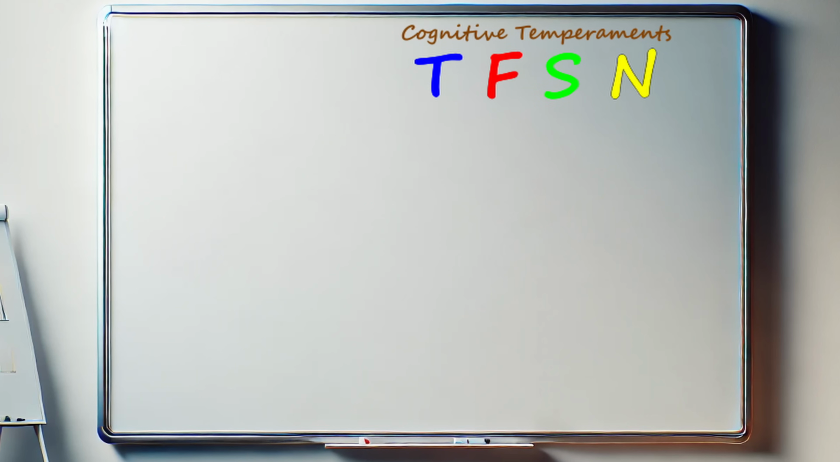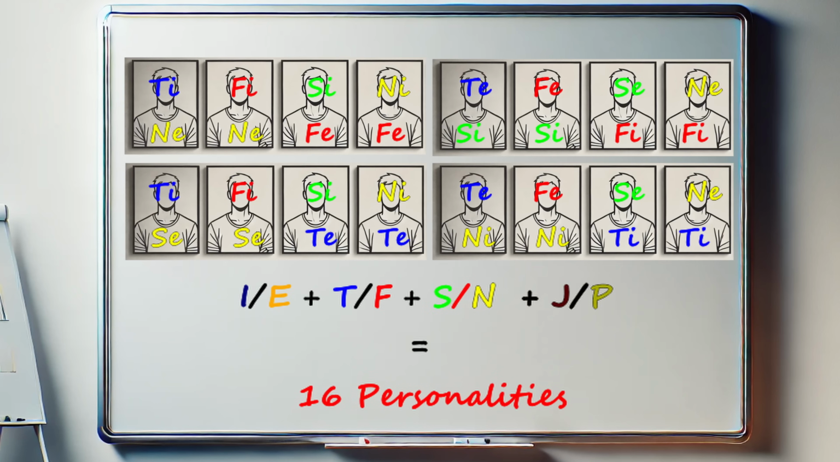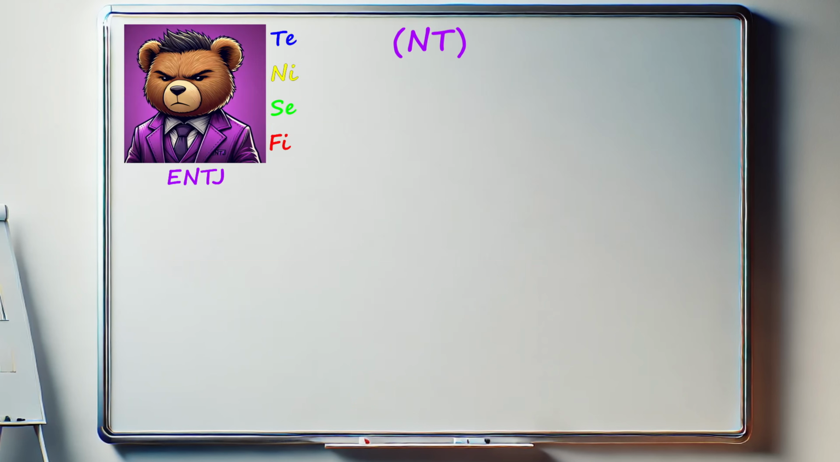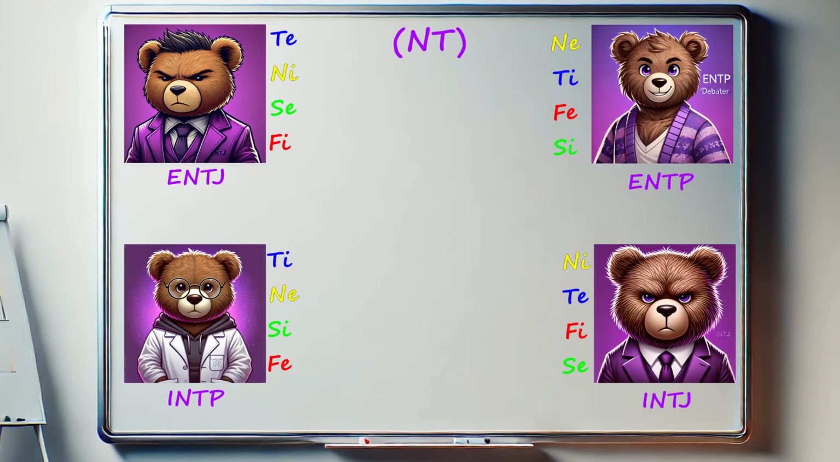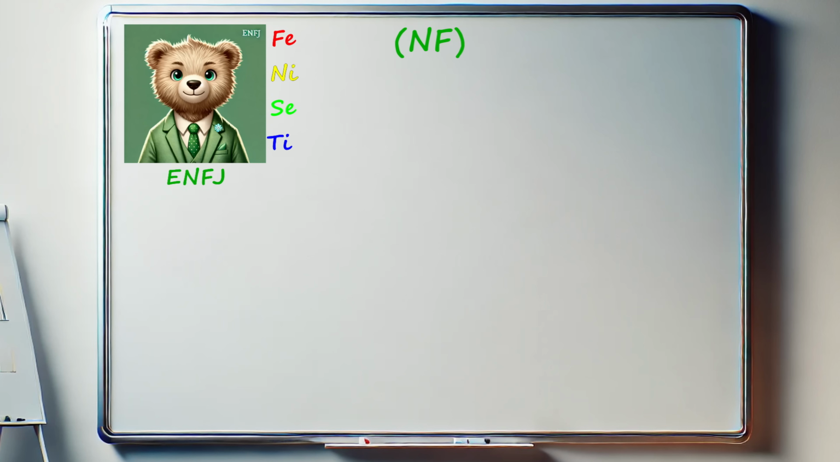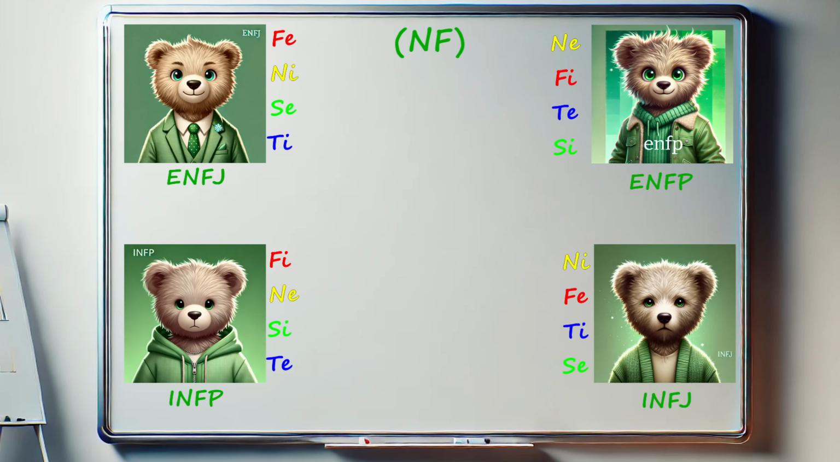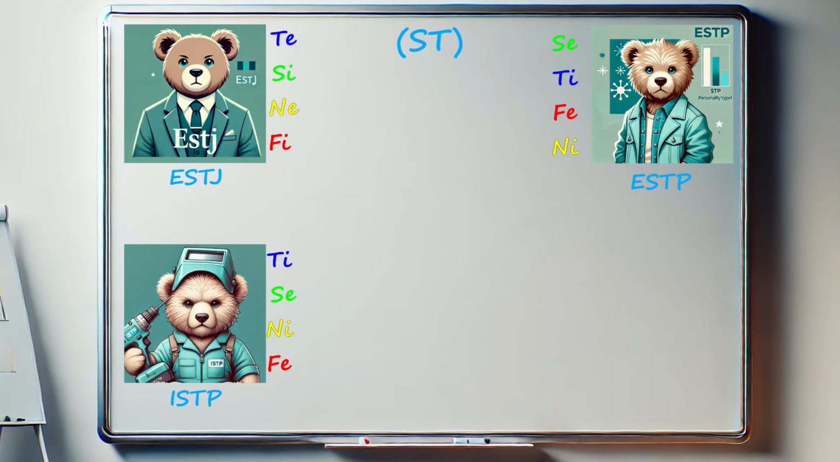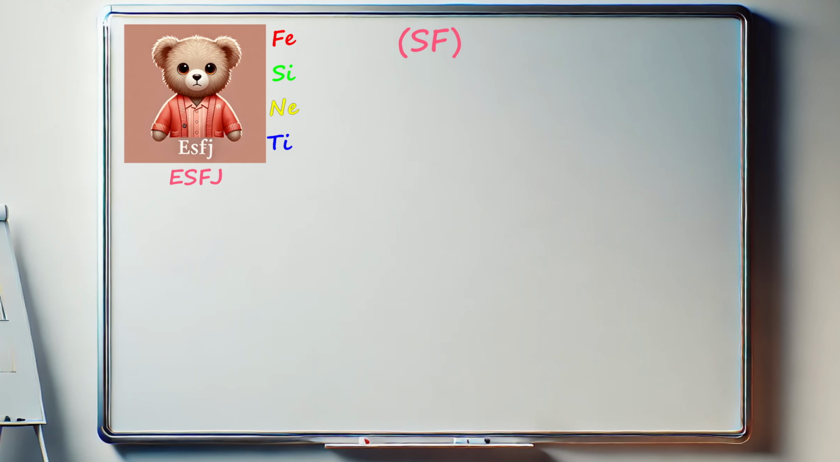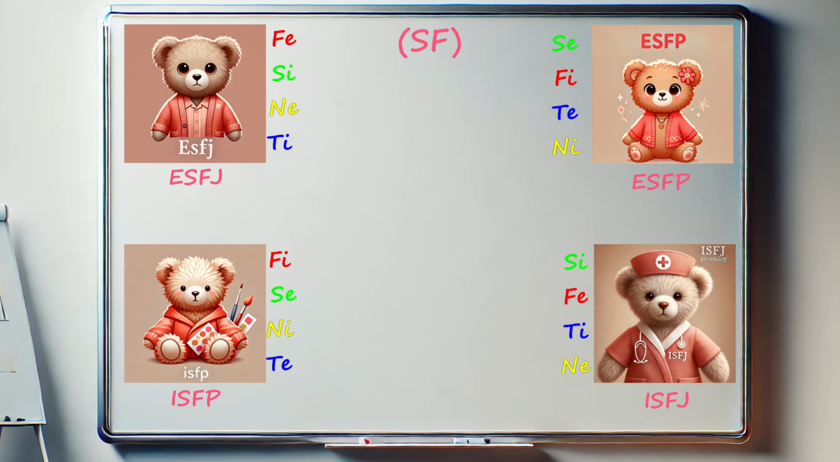When you combine the cognitive temperaments and the cognitive attitudes, you get the 8 cognitive functions and 16 possible cognitive stack combinations of them. These 16 combinations are ENTJ, ENTP, INTP, INTJ, ENFJ, ENFP, INFP, INFJ, ESTJ, ESTP, ISTP, ISTJ, ESFJ, ESFP, ISFP, and ISFJ.